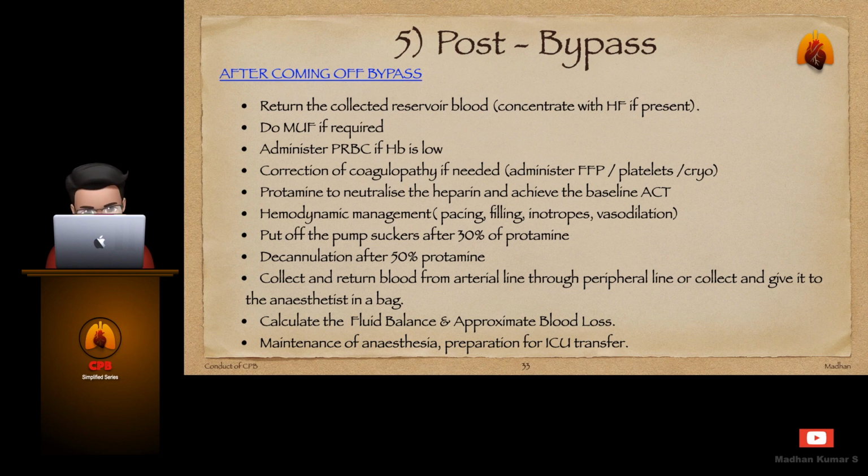Put off your pump suckers after 30% of protamine is infused. Decannulation can be done after 50% of protamine is infused. Collect and return all the blood from the arterial line through the peripheral line if present, or collect and give it back to the anesthetist in a blood bag. Now calculate the fluid balance and approximate blood loss. Maintenance of anesthesia and preparation for ICU transfer starts.